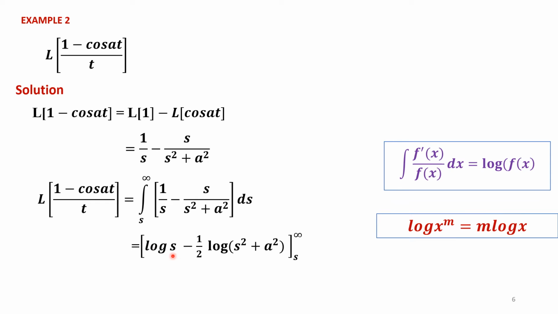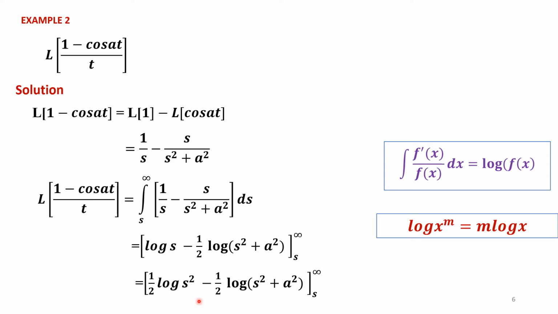So we know that log of x raised to m is m log x. So writing log s as half log s square minus 1 by 2 log s square plus a square. So when we simplify this, log s square will become 2 log s and 2 by 2 will get cancelled. So log s can be written as 1 by 2 log s square. Now we have the same coefficient for log function.